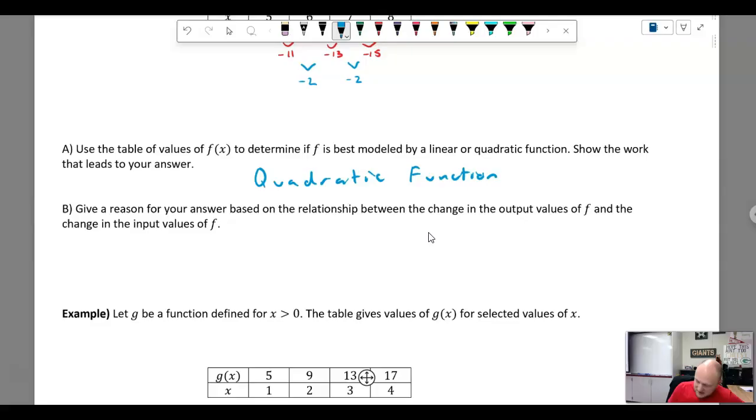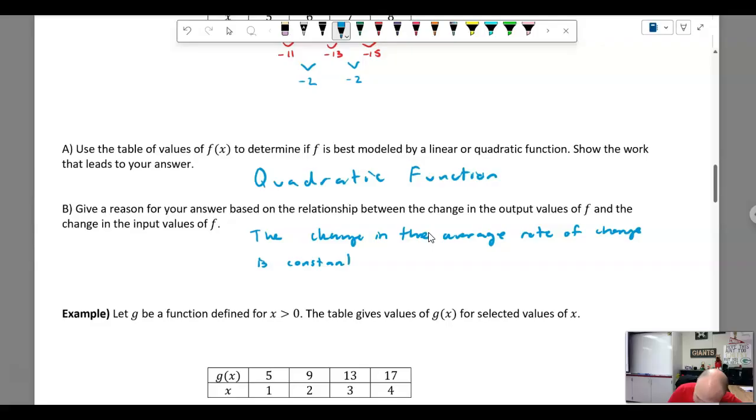So we are going to go ahead and say it's a quadratic function because the change in the average rate of change is constant, adding by 6, over equal length input value intervals, where we're adding by 1.